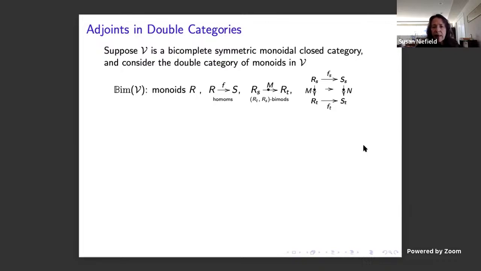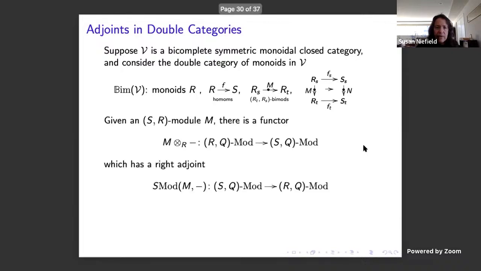In any case, a cell is, so if you have a homomorphism from R sub S to S sub S and a homomorphism from R sub T to S sub T, that makes N a bimodule from R sub S to R sub T, using F sub S for the action on the right and F sub T for the action on the left. Anyway, a cell is an R sub T, R sub S homomorphism from M to N. Okay, so that's a fairly standard double category of bimodules.